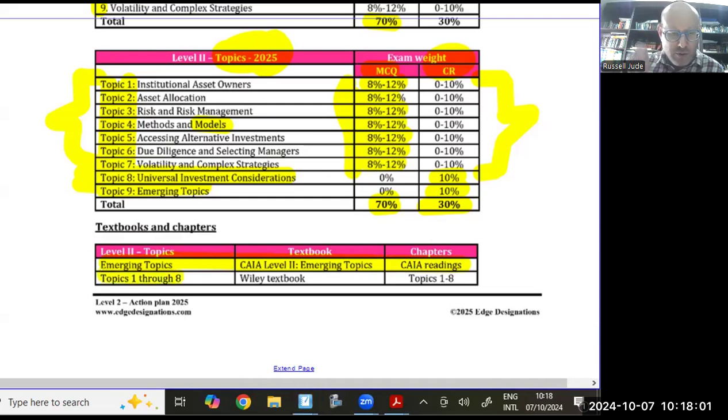Topics 1 through 8, okay, is the Wiley textbook. And again, a lot of people ask us at Edge, why should we come to a prep provider if we are given all the material? I do concede you are given all the material from CAIA. The material from CAIA, the Wiley textbook and the reading, is good material. I've got to tell you that, okay?